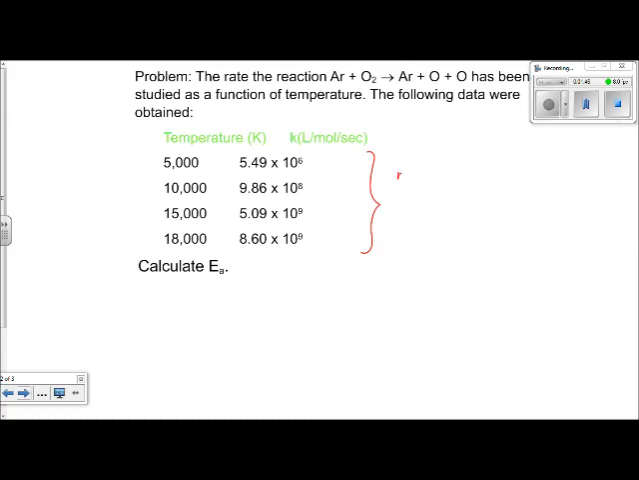number of rate constants collected at different temperatures. Once we have more data, what we can do is we can plot this data. From the slope, we get a more accurate evaluation of EA.